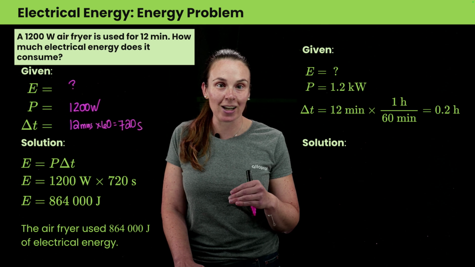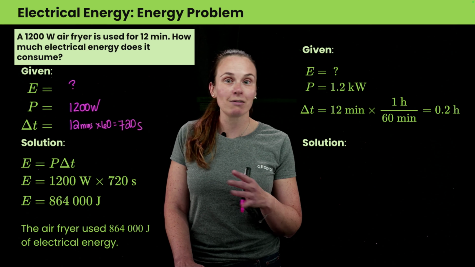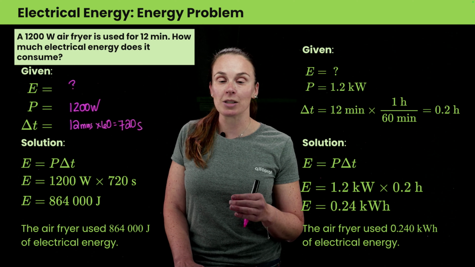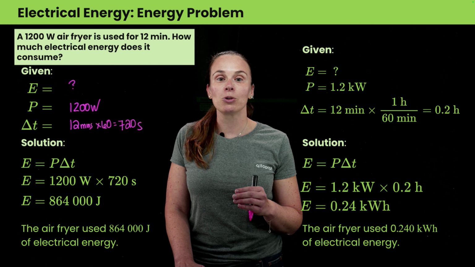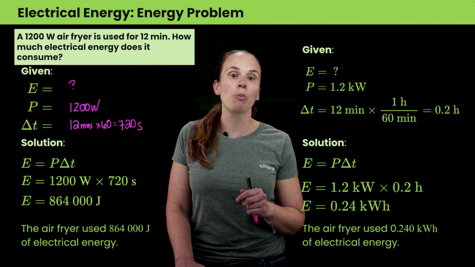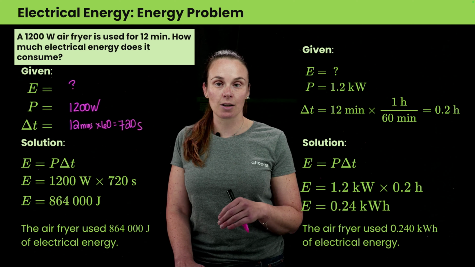And 12 minutes is equal to 0.2 hours. So again, same thing. We're going to put it in the exact same formula: E is equal to P times T. We're going to take 1.2 kilowatts times 0.2 hours, and that is going to give us 0.24 kilowatt hours that the air fryer uses in electrical energy.